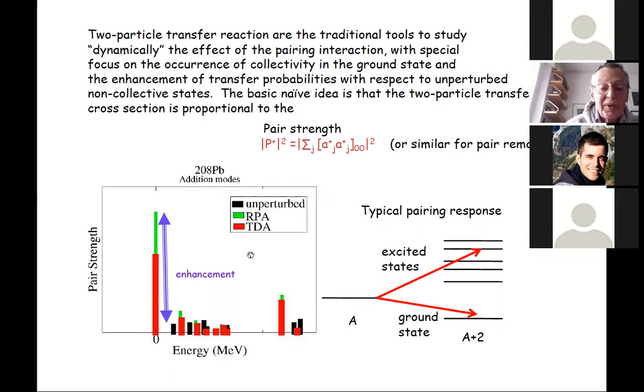lead-208, and in this case lead-210, taking all the 0+ states in lead-210, taking the matrix element square, and comparing the unperturbed results obtained without the pairing with what theory predicts if I switch on the pairing degrees of freedom. These calculations were done in RPA or Tamm-Dancoff, doesn't matter. I presume that any theory will give more or less the same result.